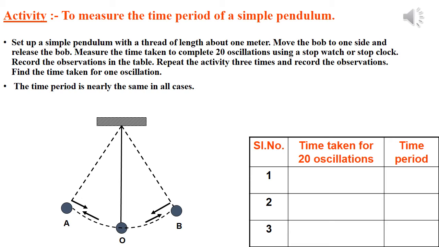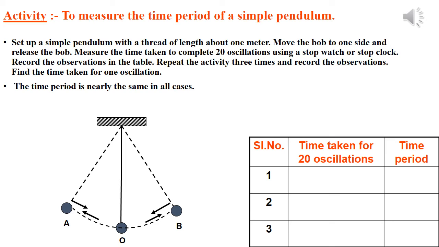Okay, ensure that the bob does not spin on its axis while oscillating. So it should only oscillate. It should not spin on its axis, right? Start the stopwatch when the bob is at one of the extreme positions. Keep on counting the number of oscillations made by the pendulum bob. Measure the time which the pendulum bob takes to make 20 complete oscillations.